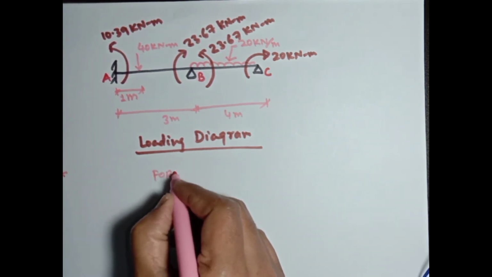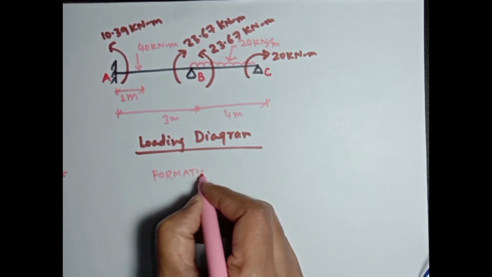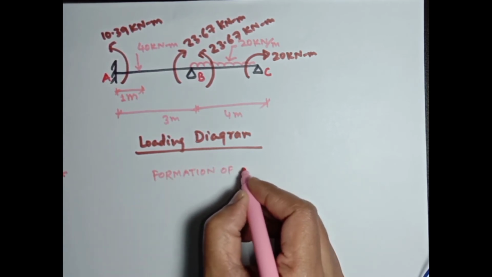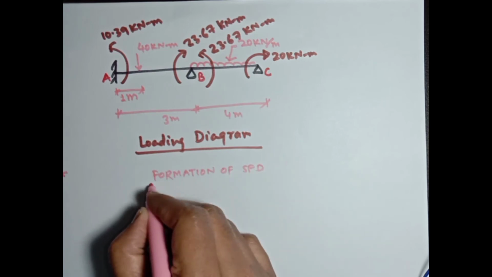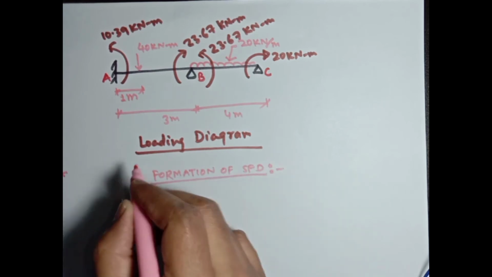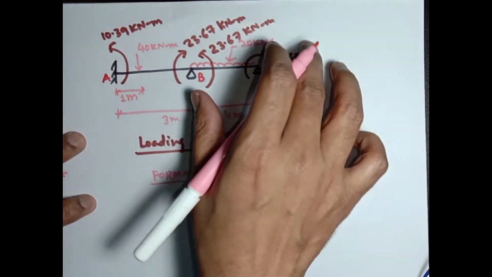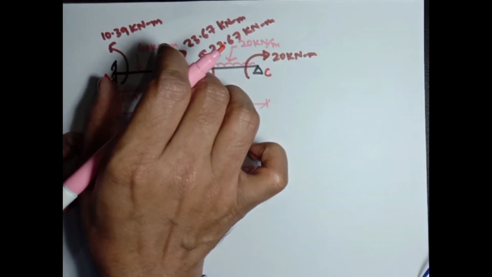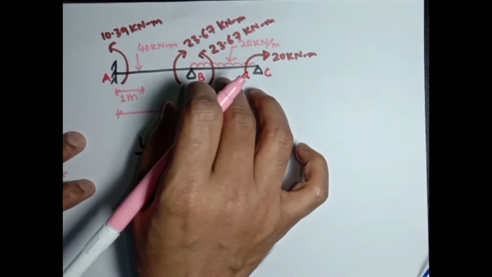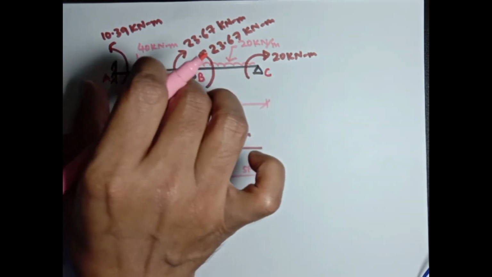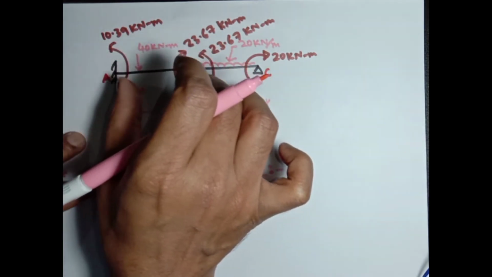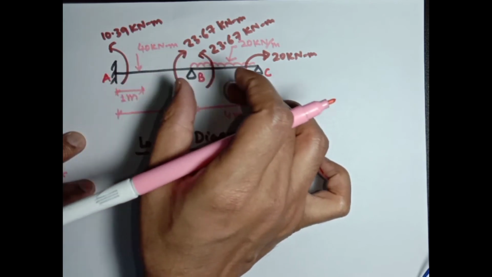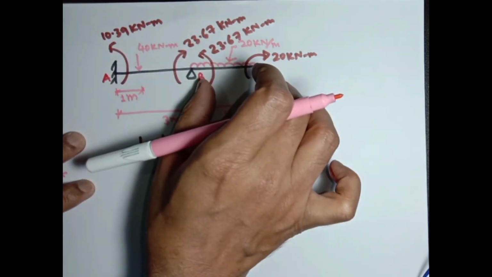Formation of shear force diagram. As you can see, this is our loading diagram. So we'll separate out, it's a continuous beam AB and BC. We'll separate out two beams for our easy calculation. AB and BC will be solved separately.